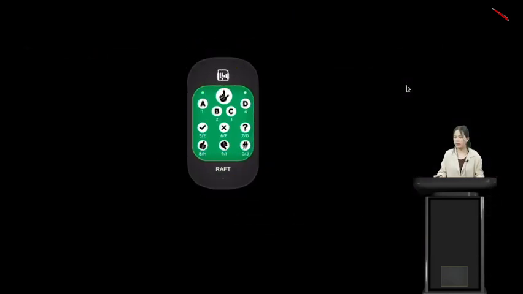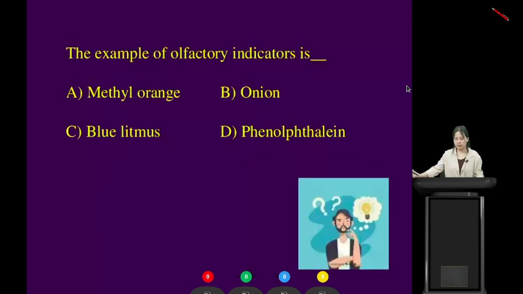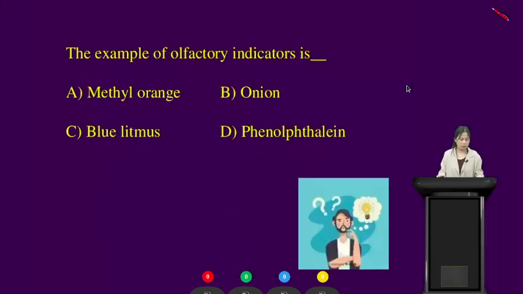Alright students, we have another question. Please get your rough devices ready. The question is, the example of olfactory indicators is option A, methyl orange, option B, onion, option C, blue litmus paper, and option D, phenolphthalein. I'm giving you 30 seconds for this question, students. Your time starts now.